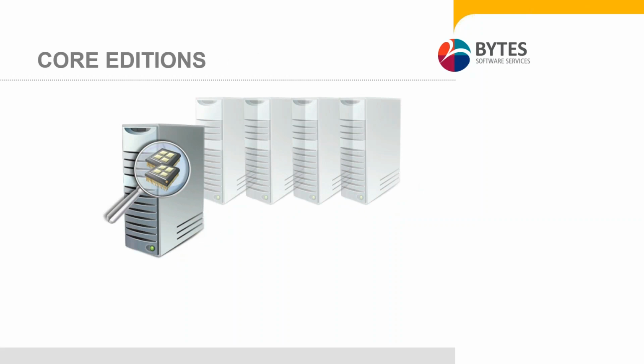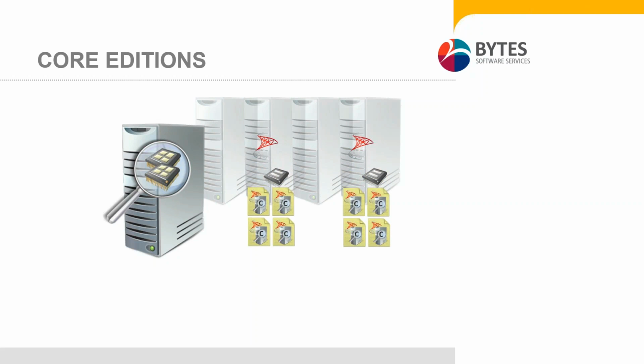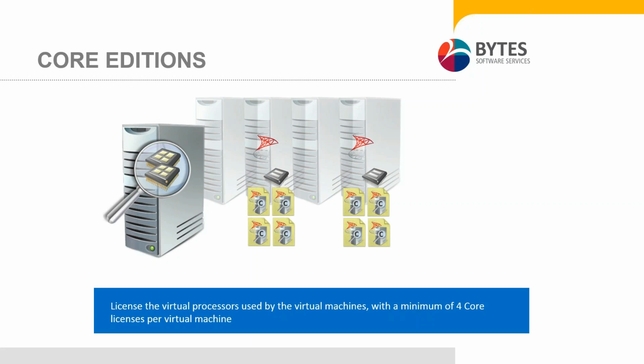If you license the core edition, you actually have more ways of licensing this depending on the edition and depending on the environment that you have. So first, what we can do is license the individual virtual machines. We're going to have a host with 4 VMs, 2 SQL Server installations on 2 VMs, and I have assigned 2 cores to those virtual machines. So again, if you remember earlier, I did say there was a minimum of 4 cores per virtual machine. That means that in that case, I would need to buy 4 cores for each of the VMs, so 8 cores in total. And that's available licensing-wise for SQL Server Standard and Enterprise. So again, licensing core edition, you can do that by licensing the virtual processors used by the virtual machine with a minimum of 4 core licenses per virtual machine.